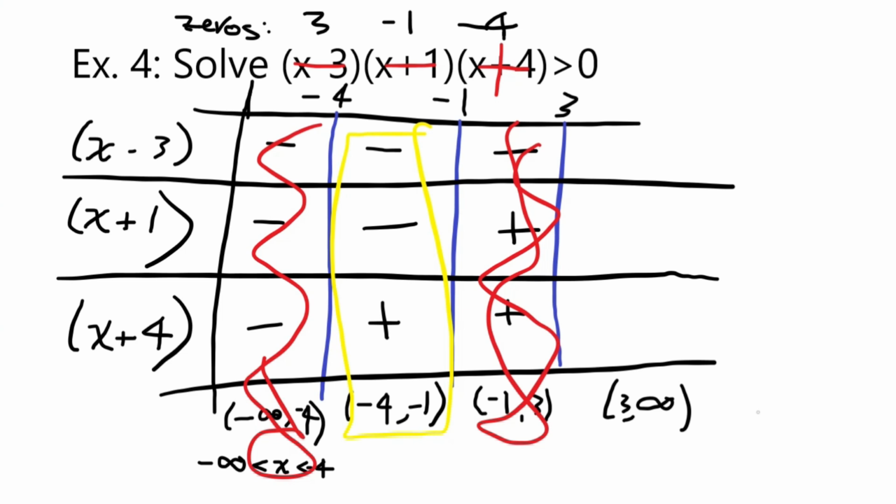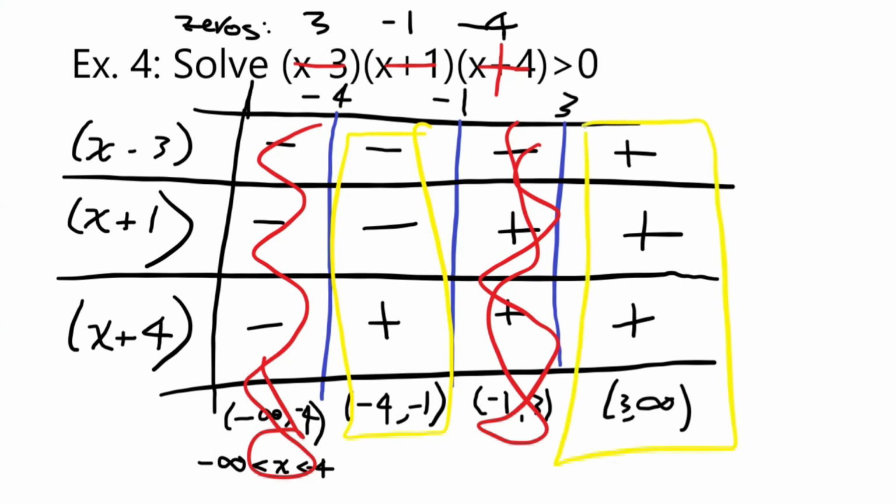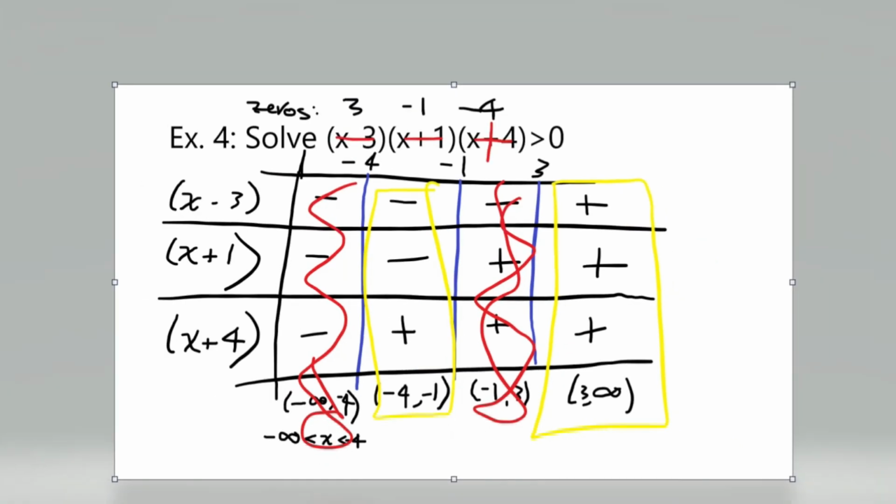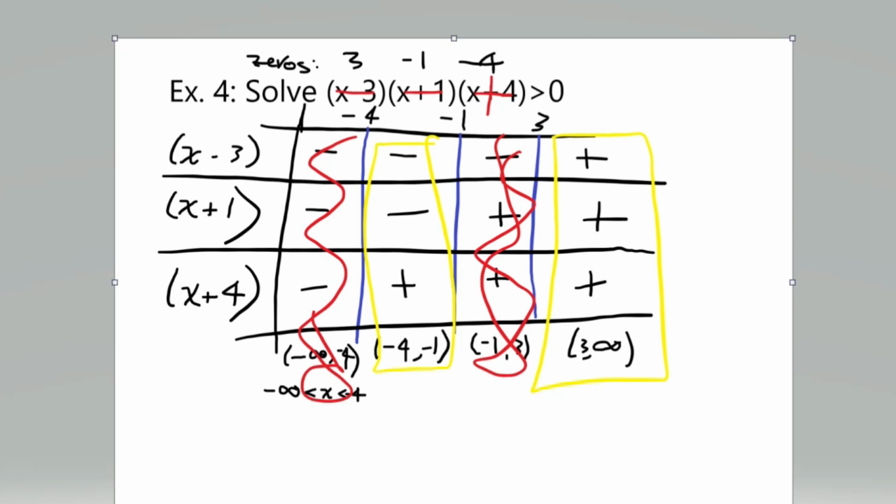It's not. Right, now let's do the final one. 3 to infinity. That's any number between 3 and infinity. 4, 5, 6, 7, 8, 99, whatever. So let's do 4. 4 minus 3 is 1. That's positive. 4 plus 1 is 5. That's positive. 4 plus 4 is 8. That's positive. All of these multiply together make a positive number, meaning that this interval also fulfills the f of x being greater than 0.